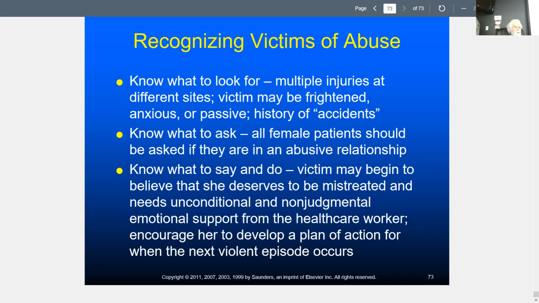Someone walks in, she's got black eyes, she's got bruises all over her body. How many stairs can you roll down, basically? And that's unfortunately a common thing. So we need to be straightforward and ask about abuse.